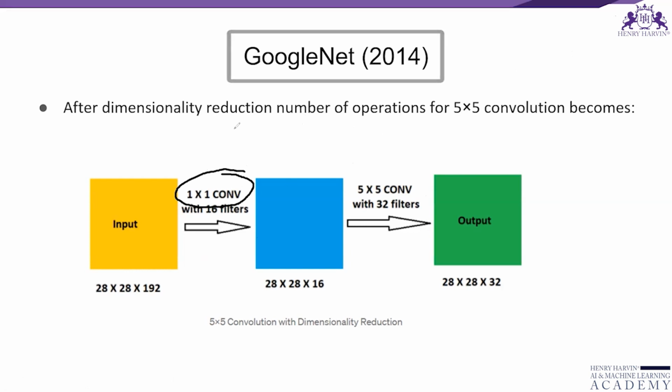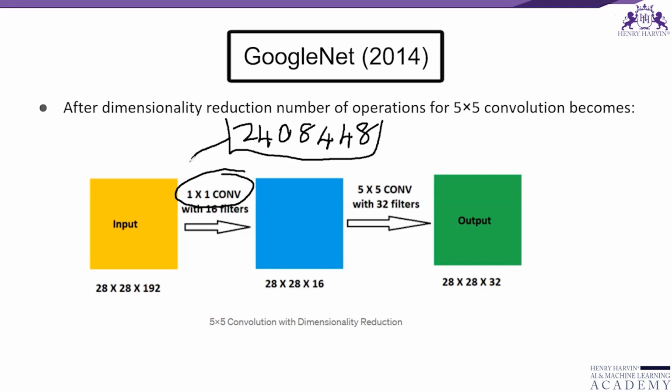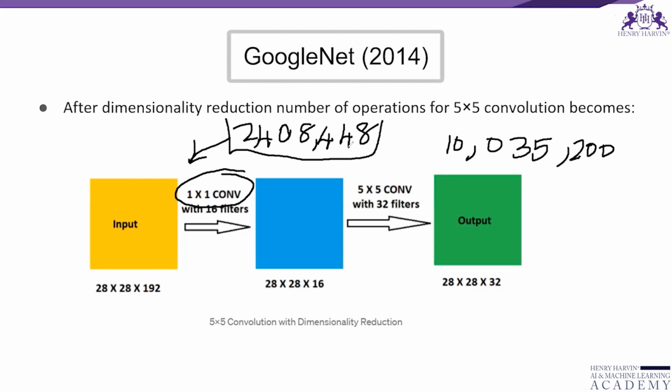for this 1x1 we get 2408448, right? So this is for this 1x1 convolution, and for this 5x5. So do you understand? So these many operations we get. So now you add both, right? So you will be getting it as, right?